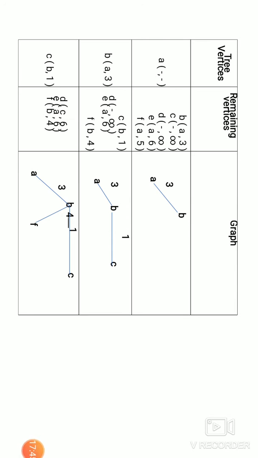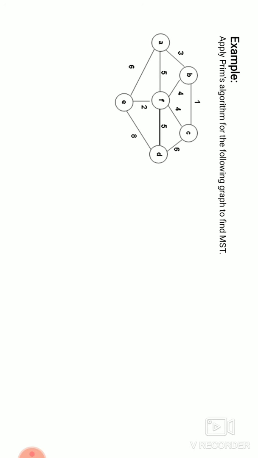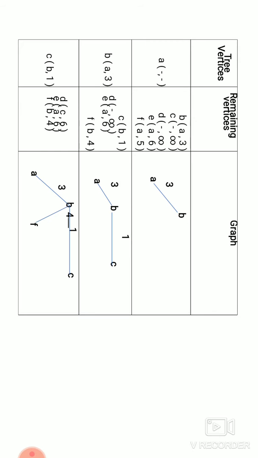So we begin our Prim's algorithm. As we said in the algorithm, we randomly pick any vertex as the initial vertex. A, B, C, D, E, F: we have 6 vertices in our graph. We may pick any one of them. If I go alphabetically, I take A as the initial vertex. So here I have A within brackets, dash comma dash.